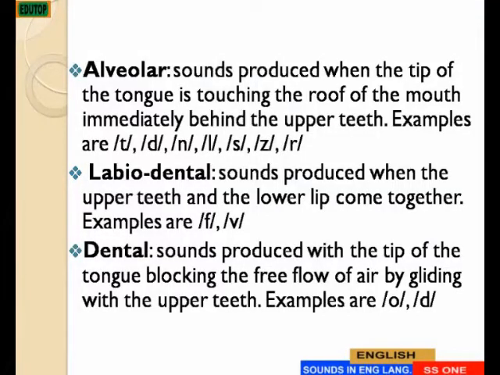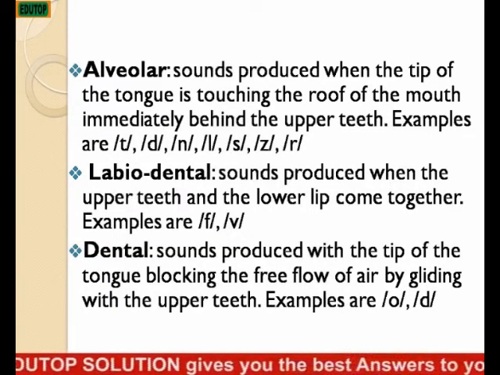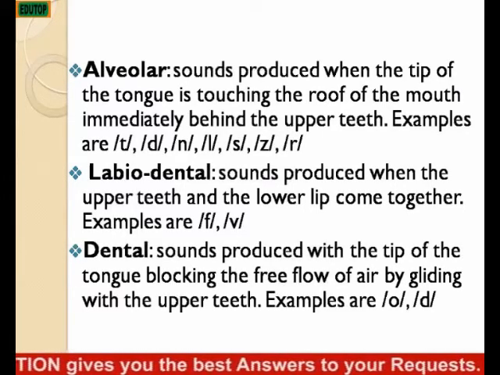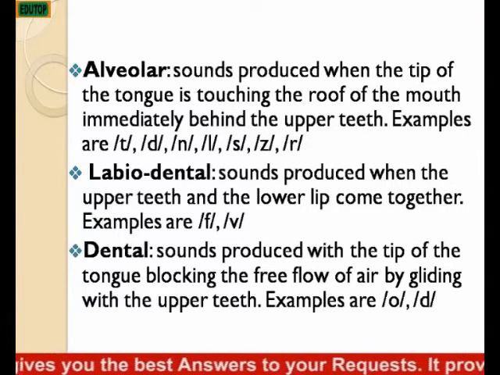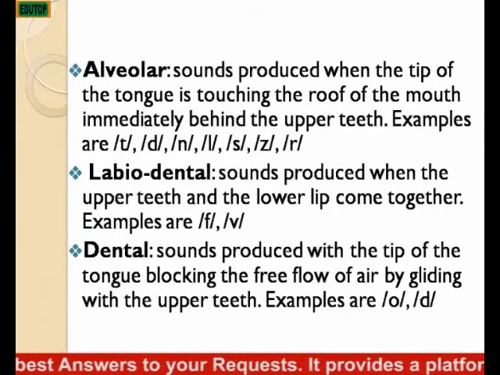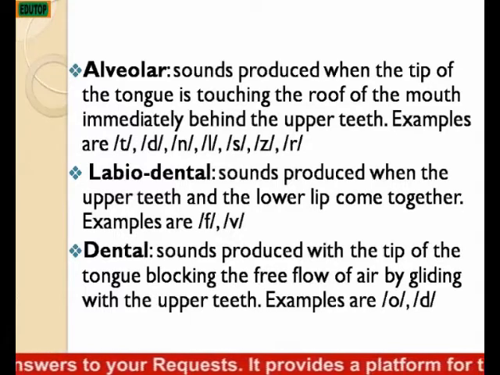The alveolar is that region immediately behind the upper teeth, that is the hard palate towards the front part of the mouth. And examples of such sounds are t, d, n, l, s, z, and r.